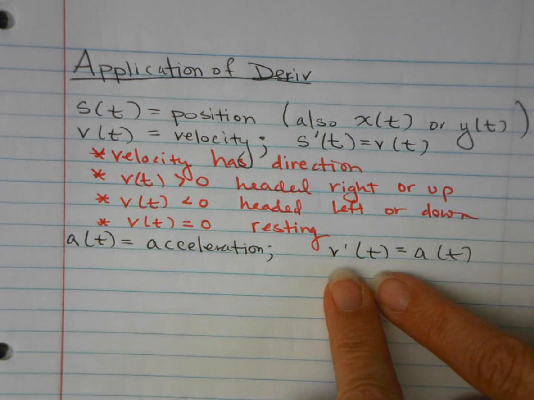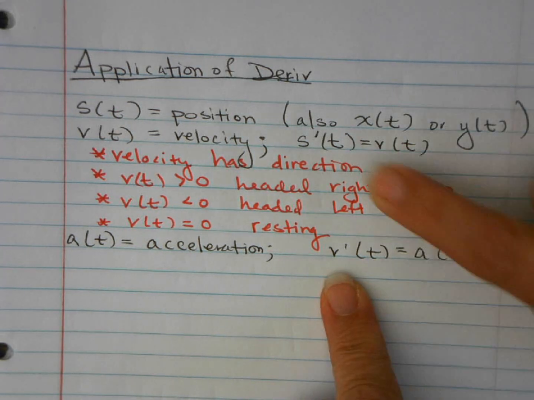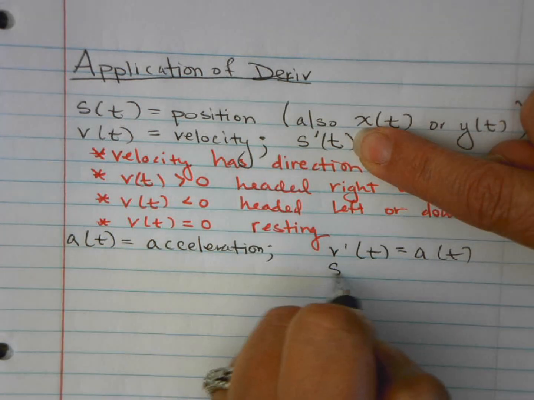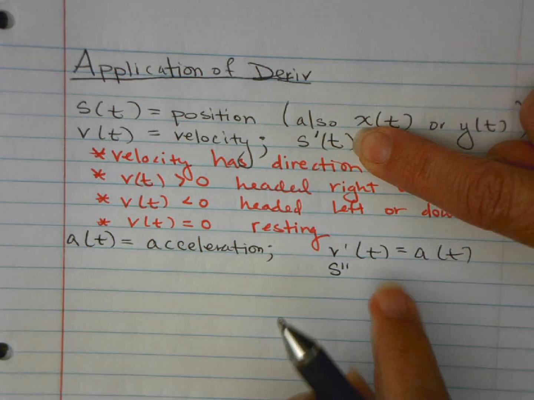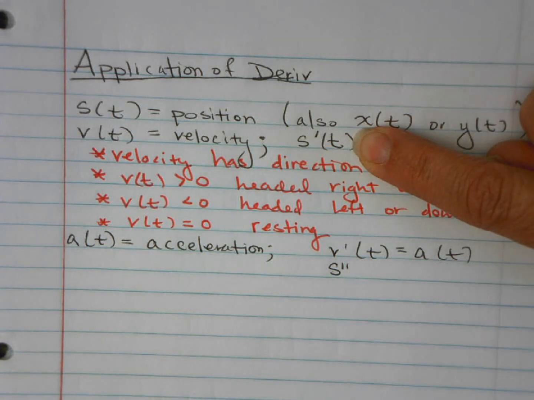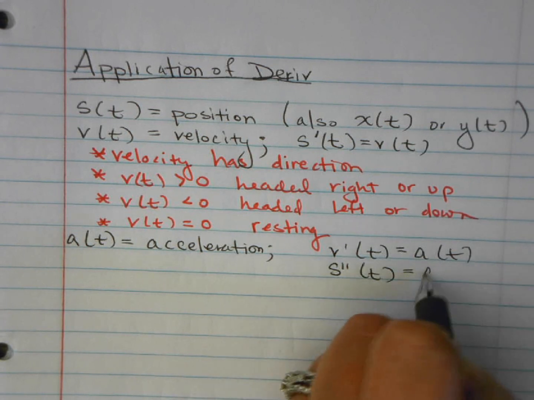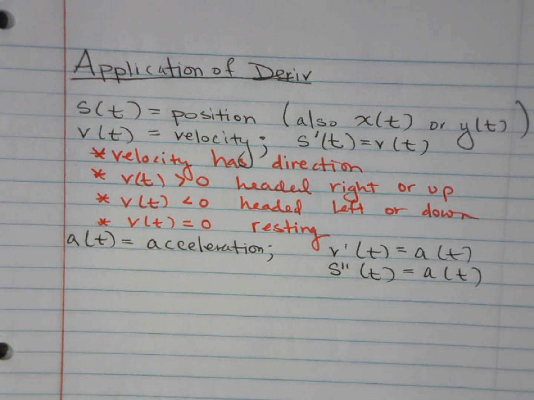So just on a side note, if I have to take the derivative of velocity to find acceleration, that means I'm taking 2 derivatives of position, right? So a double prime means I'm taking 2 derivatives, the derivative and a derivative again. So that's what that means. And that also is acceleration. Okay? All right, so let's go ahead and do a few problems here.